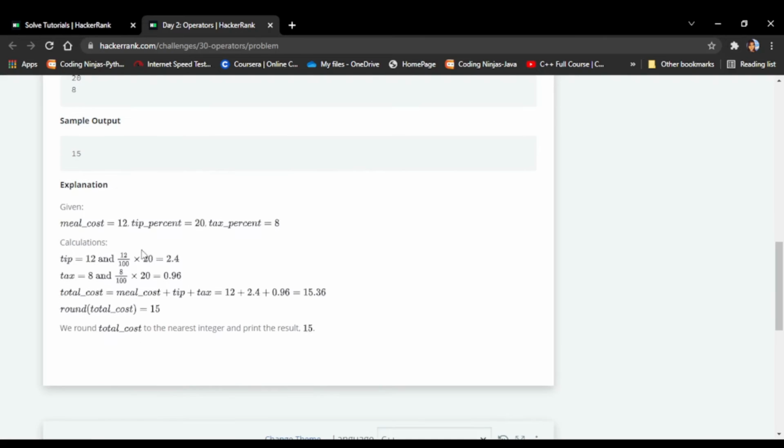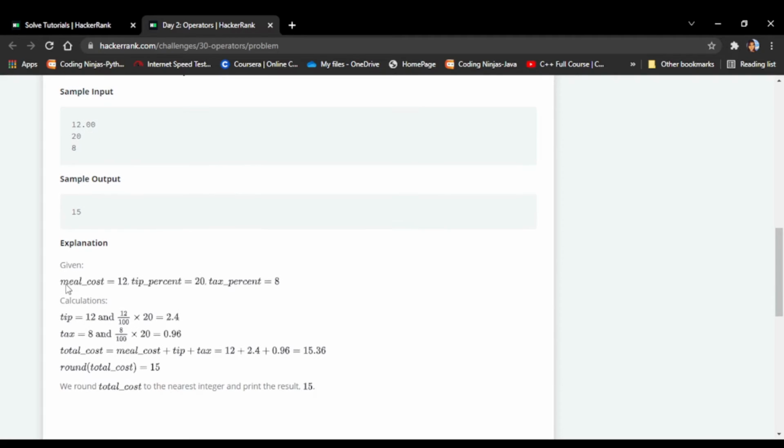So how does it come? Let's see. There is an explanation here. Given the meal cost is 12, tip percent equals 20, tax percent equals 8. So the calculations will be: tip equals 12 by 100 into 20. We are calculating the percentage and getting 2.4, and the tax same, getting 0.96, and we have to calculate the total cost.